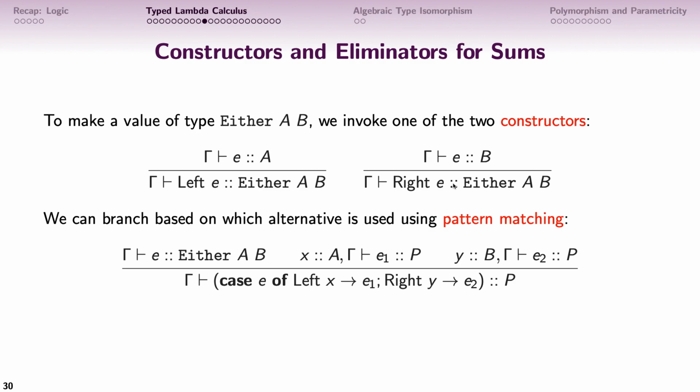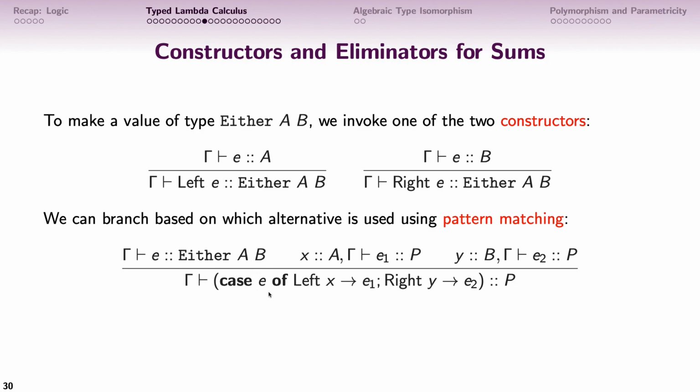But the rule to eliminate, or the rule to make use of an either type, is a little bit strange. It says if I have an expression E, which is of type either A, B, then the way I use an either value is to case match on it, right? To pattern match. And we only have lambdas in our language, we don't have equations, so the only way we can do pattern matching is with a case expression.